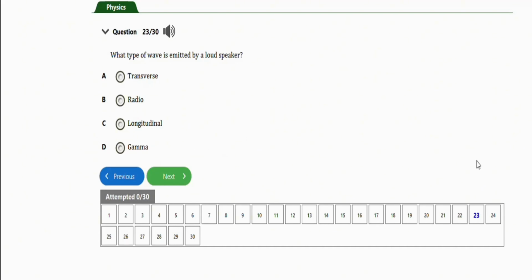Next repeated question will be this question. It says, in which of the following material media will sound travel faster? Take note of this particular question. The correct option here is option C, metal. Alright, so sound travels faster in metal than in liquid or in gas.